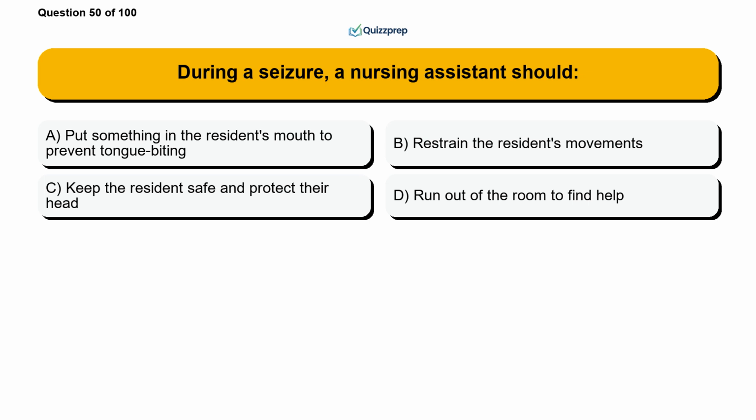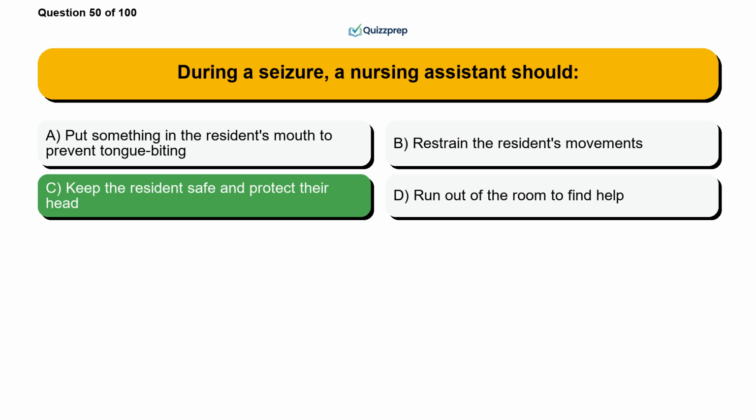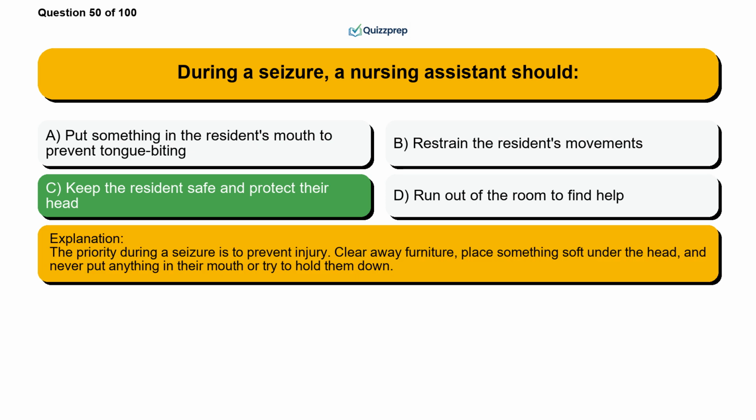Question 50. During a seizure, a nursing assistant should: Option A, put something in the resident's mouth to prevent tongue biting. Option B, restrain the resident's movements. Option C, keep the resident safe and protect their head. Option D, run out of the room to find help. The correct answer is option C, keep the resident safe and protect their head. The priority during a seizure is to prevent injury. Clear away furniture, place something soft under the head, and never put anything in their mouth or try to hold them down.